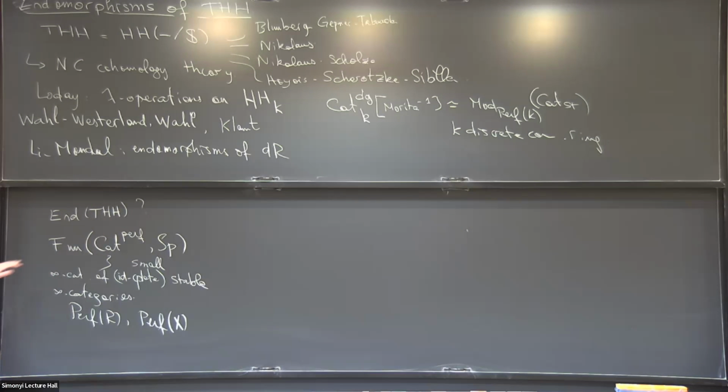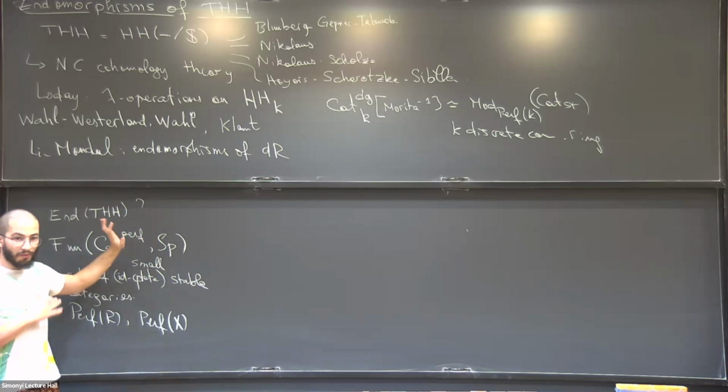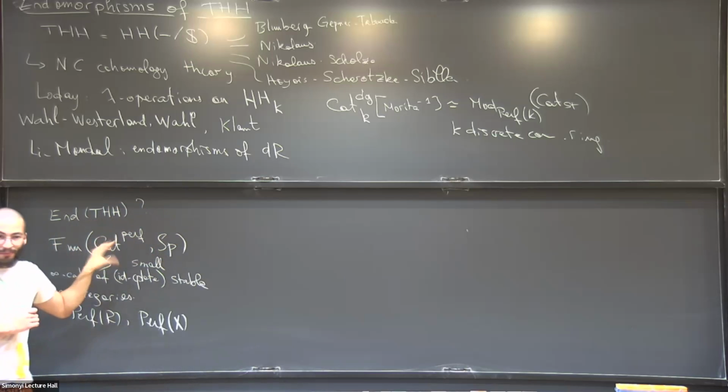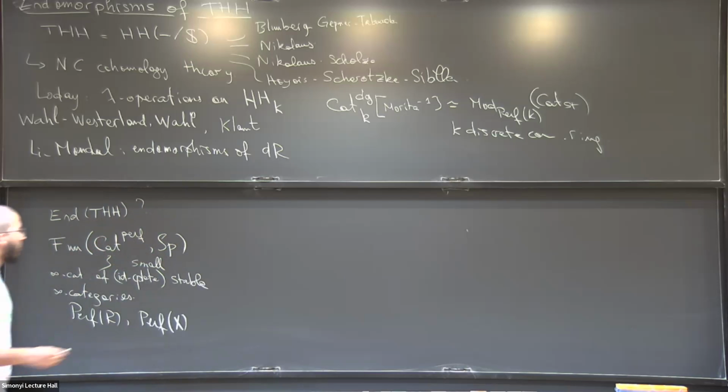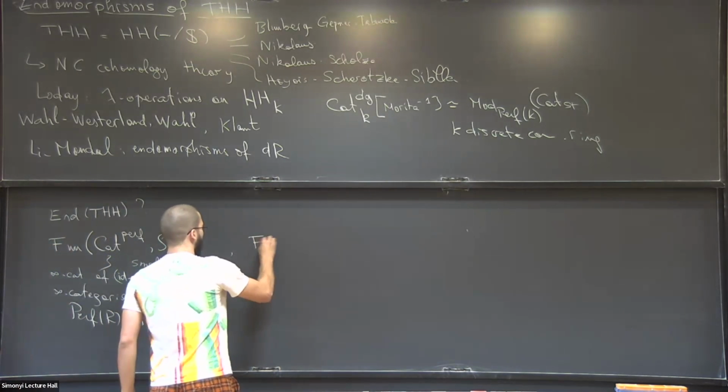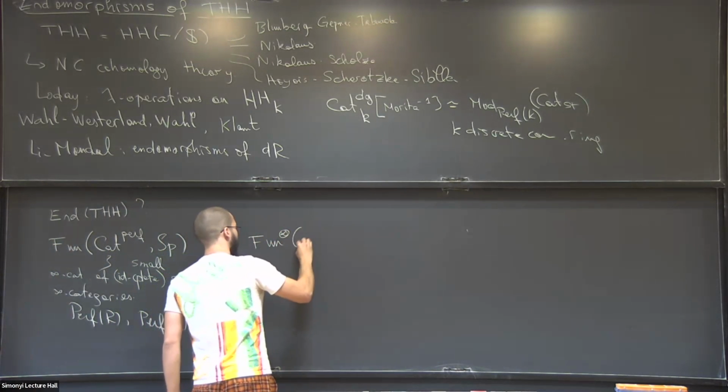So that's the first variant you can consider, but THH has a lot more structure than this. So for example, you can consider THH as a spectrum with S^1 action, but the answer kind of is easily deduced from this one. Maybe more interestingly, THH is a symmetric monoidal functor. So you could maybe consider endomorphisms as a symmetric monoidal functor.